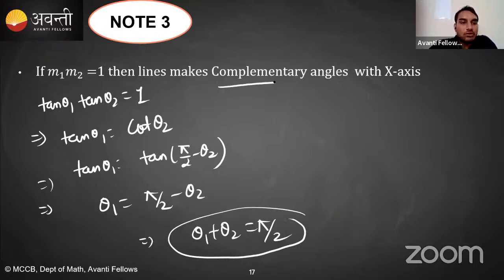If your product of slopes M1 into M2 is 1, then the lines are making complementary angles with the x-axis. If one line makes 30 degrees, then the other line will automatically make 60 degrees. Okay, so this thing you can remember. Clear? Any doubt, students? Any doubt regarding this?